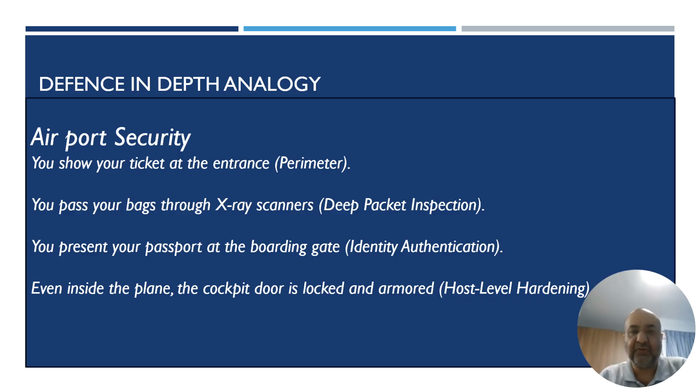Then you pass your bags through the X-ray scanner. This is the concept of deep packet inspection. Just as we put in a firewall, and that firewall performs deep packet inspection, passing the data only after thorough inspection of the packets coming from the outside world to the inside world. And then you present your passport at the boarding gate, which is identity authentication. If your authentication and authorization to a particular resource is not known, then you will not be allowed to access that particular network. And even inside the plane, the cockpit door is locked, so that is the host level hardening.